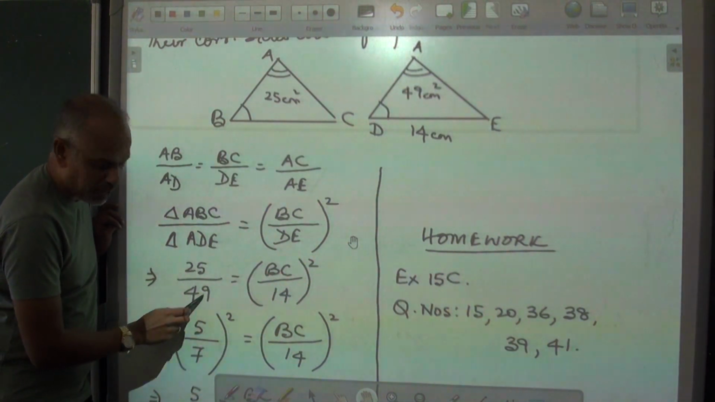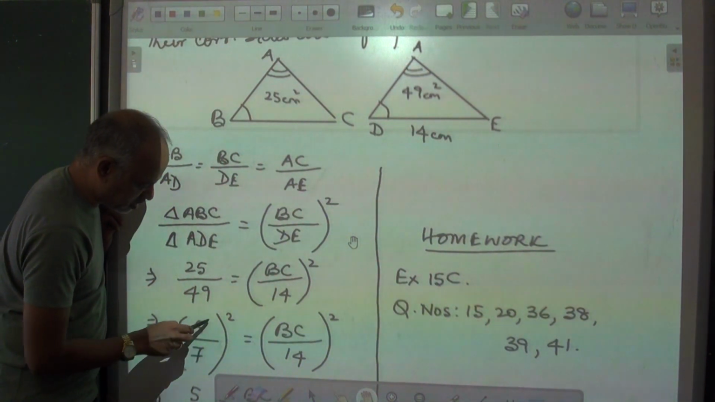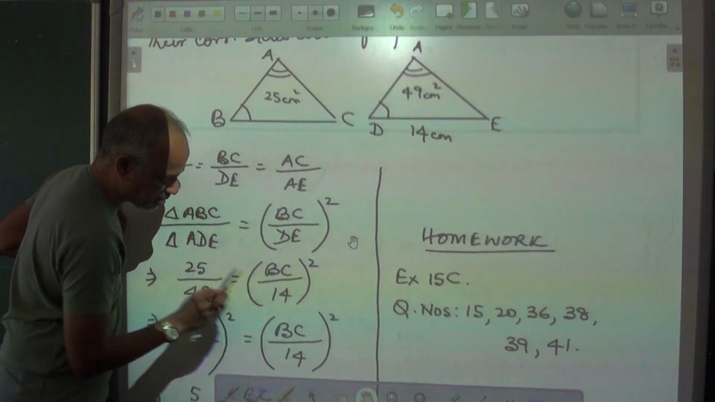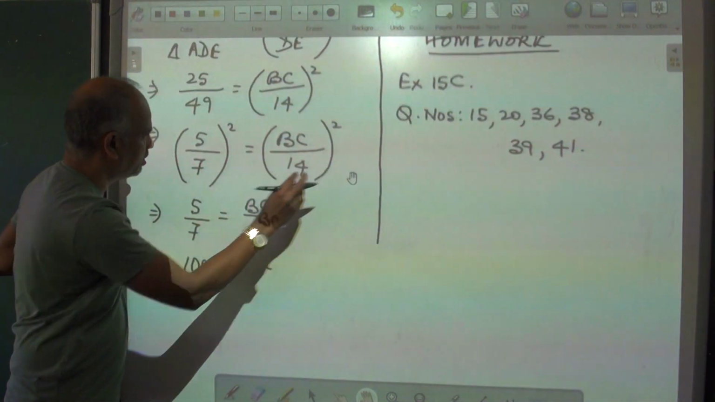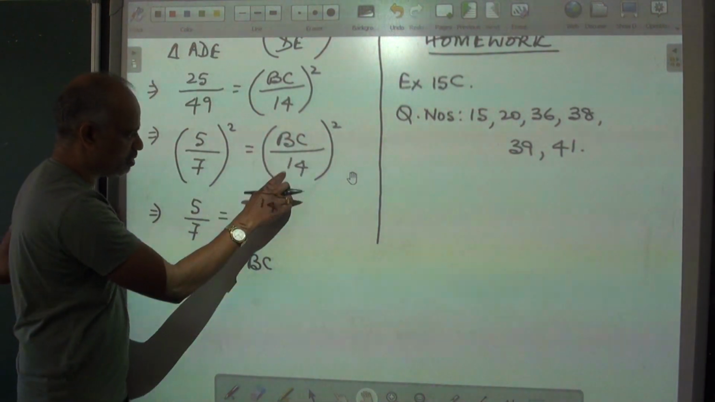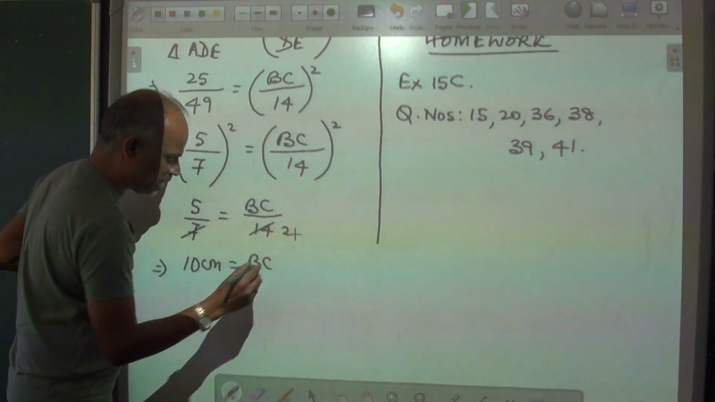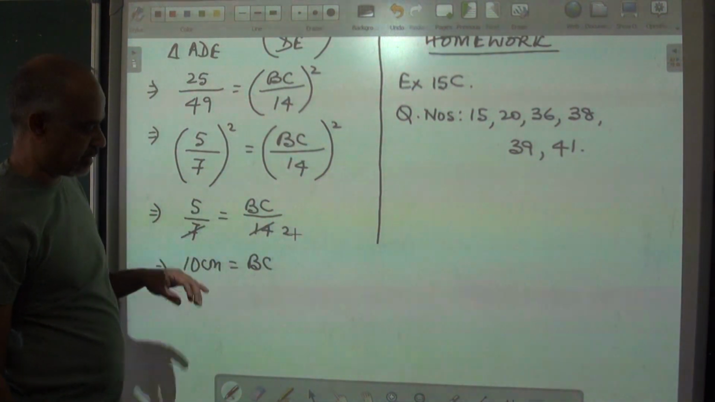These are also squares. 25 is 5 square, 49 is 7 square. So 5 by 7 whole square I've written is equal to the same thing. Leave away the squares on both sides. You will get 5 by 7 is equal to BC by 14. You can simplify, 7 and 14 goes twice. Multiply the 2 here, that's 10 centimeters is the value of BC.